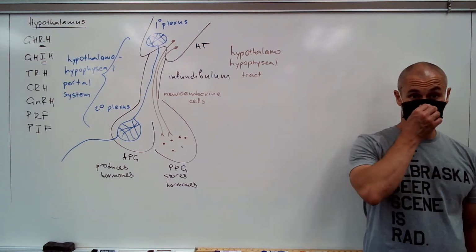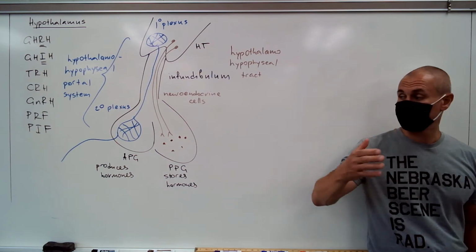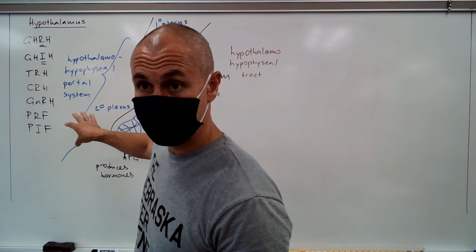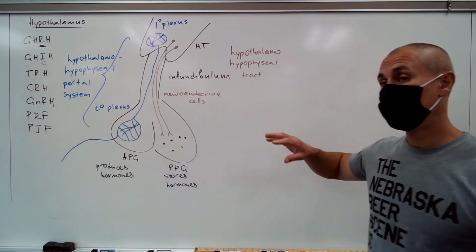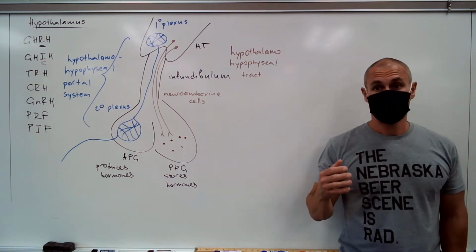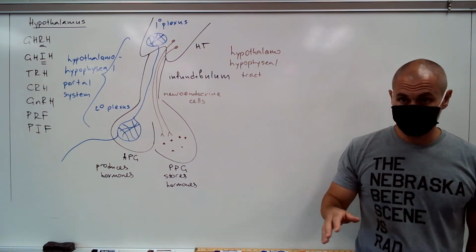So we're going to talk about growth hormone, okay? This is going to be our sort of exemplary hormone from the anterior pituitary. So the anterior pituitary gland produces a whole bunch of hormones.